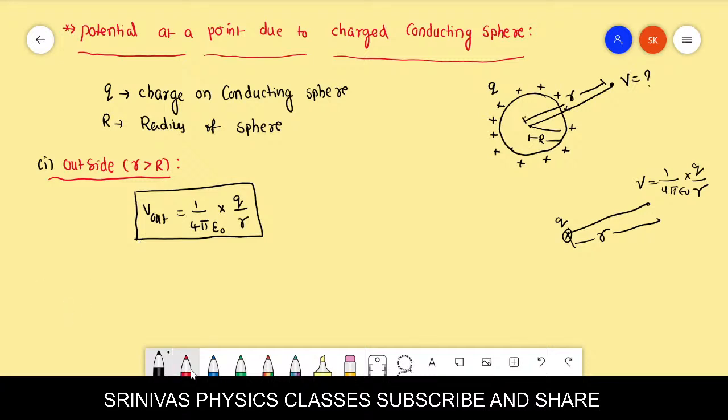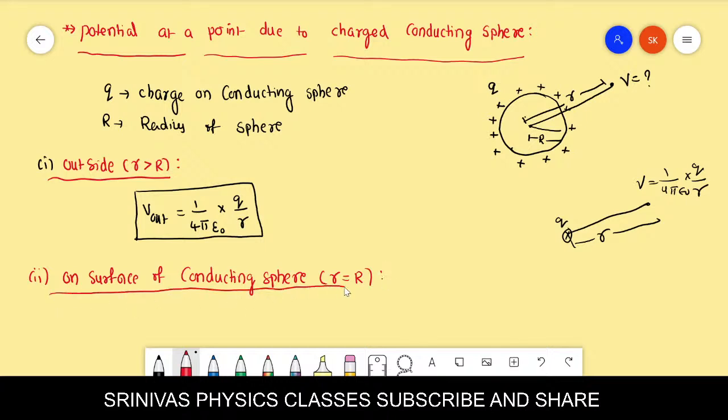Right. The second point, I want the potential on the surface of the conducting sphere. On the surface of the conducting sphere means we have to take small r equal to capital R. Why? What is small r actually? Small r is the distance of the point where you want to find out the potential.